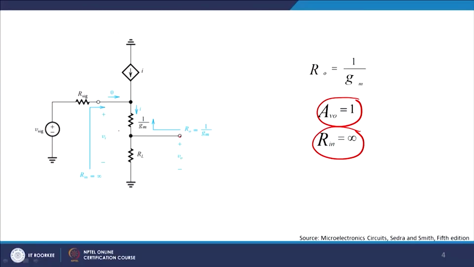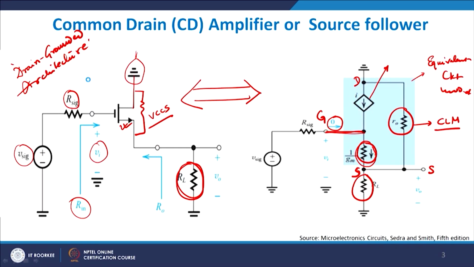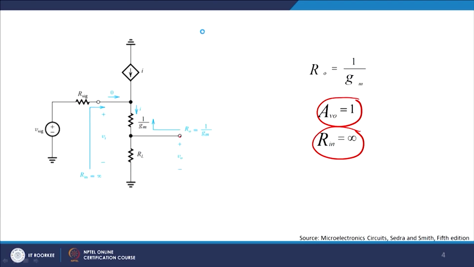Because you are actually seeing from the gate side. So, as I discussed with you, infinity. Ro is basically the impedance looking from the drain side onto the device, right. So, if you come back here, you are looking from the drain side onto the device, means you are looking from this side onto this side, which is nothing but 1 by GM as we discussed earlier.